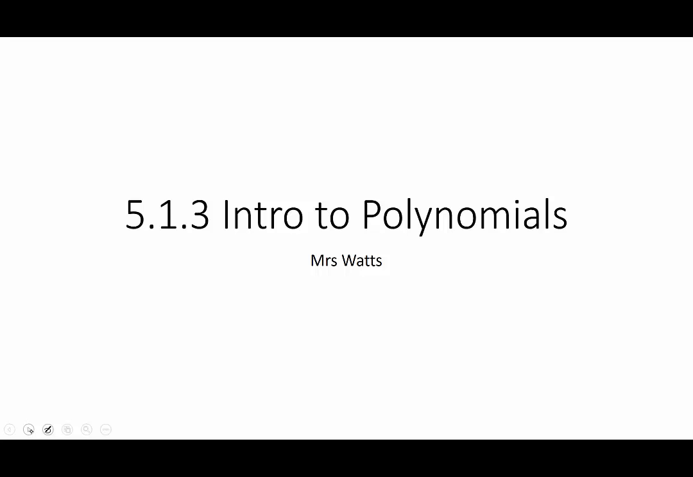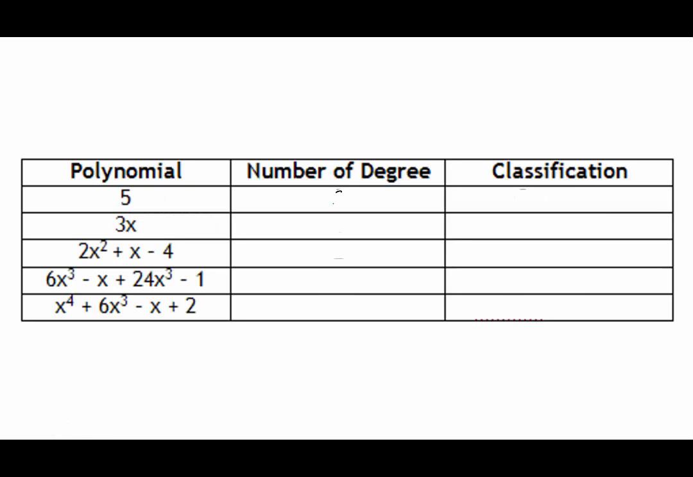An introduction to polynomials. The number 5 is a polynomial of degree 0. It is a constant. 3x is a polynomial of degree 1. There's an invisible exponent of 1 on that x. It is a linear term.